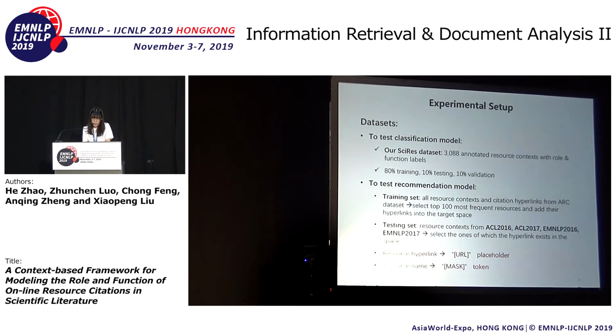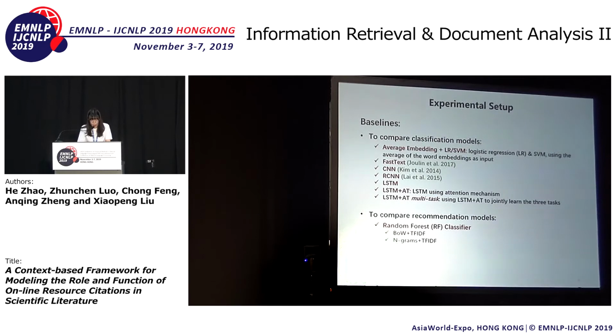So this is the experimental setup for data size. To test our classifier, we just use our SunRest data set. To test the recommendation model, for training sets we use all resource context and citation hyperlinks from ARC data sets, and for test we use the resource context from ACL 2016, ACL 2017, EMNLP 2016, EMNLP 2017, and then we select the ones of which the hyperlink exists in the space.